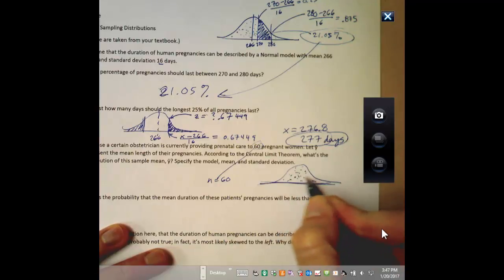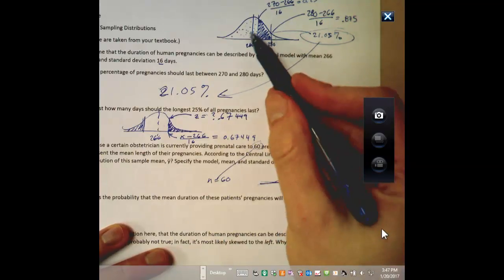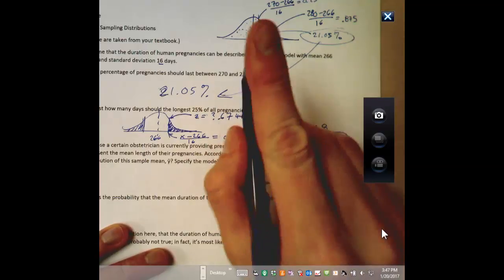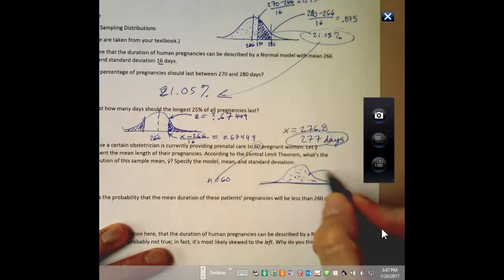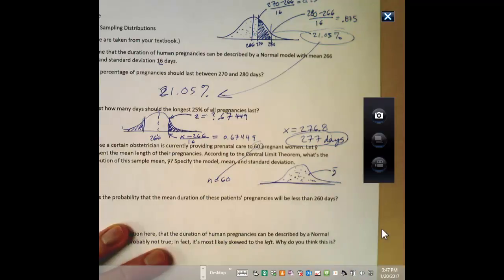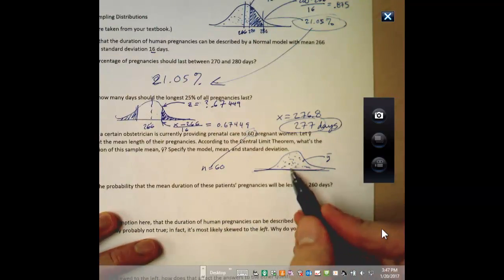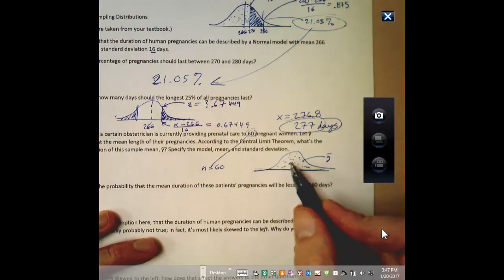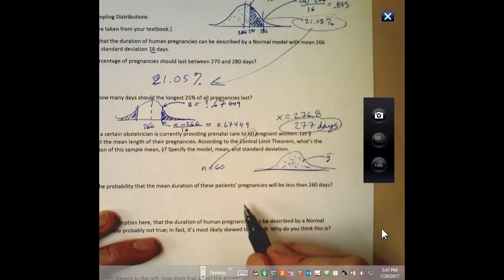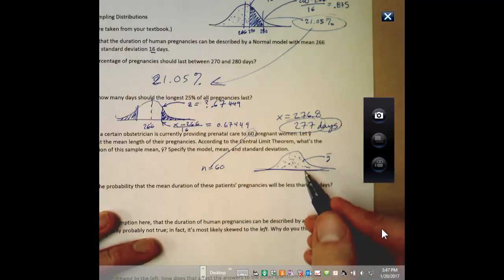but this time, here if I pull one of those dots out, that's the length of one pregnancy. Here, if I pull out a dot, I get a Y bar, which is an average of 60 pregnancies. So every single one of these dots essentially represents 60 pregnancy lengths that have been averaged together to make a single number that then joins into this hill-shaped pile. Okay, so that's what we mean by the sampling distribution.